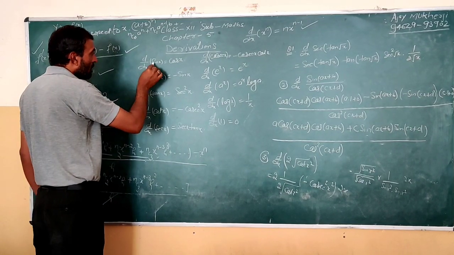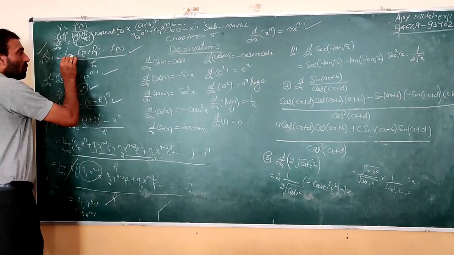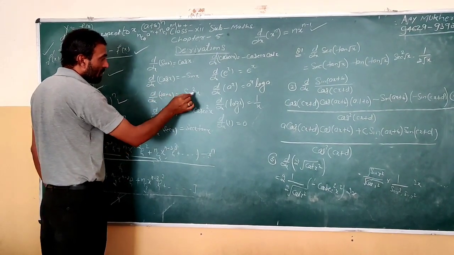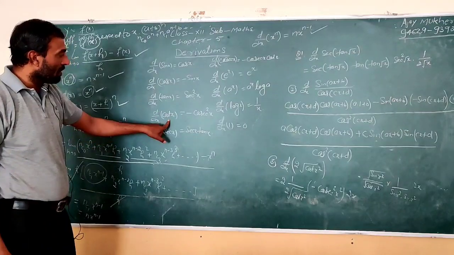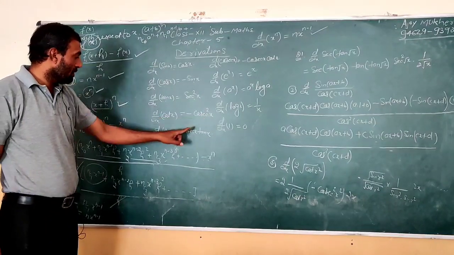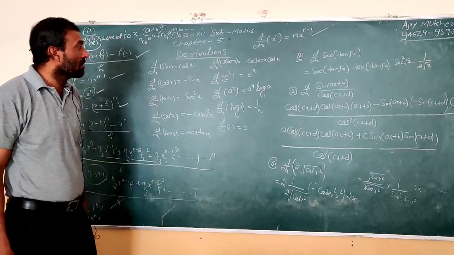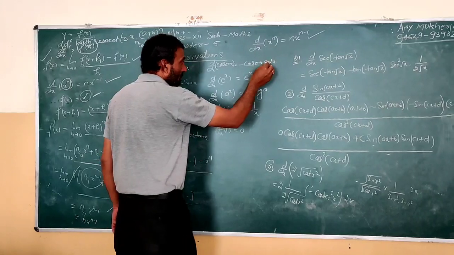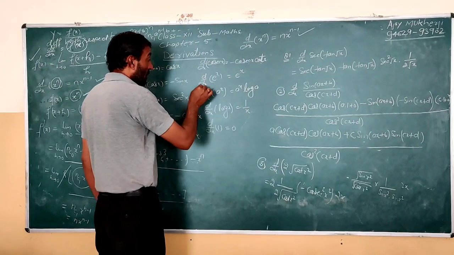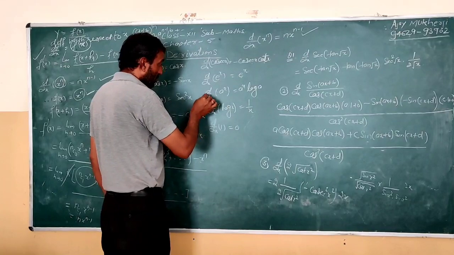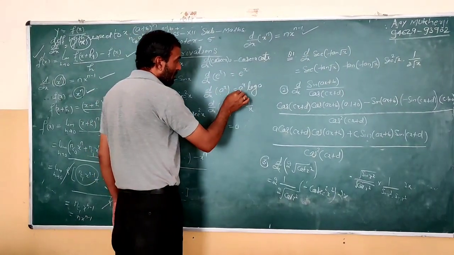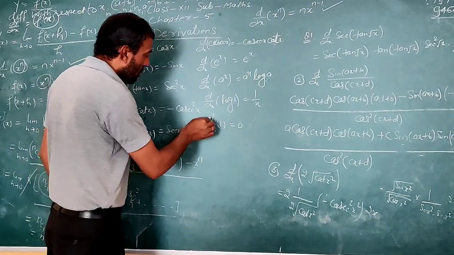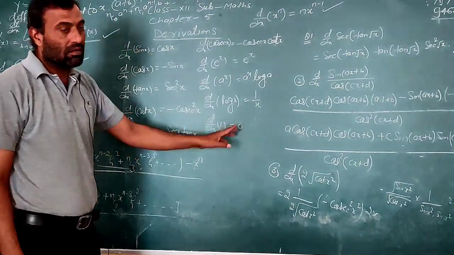So d upon dx sin x is equal to cos x, prove by this formula also. D upon dx cos x is equal to minus sin x, d upon dx tan x is equal to sec square x, d upon dx cot x is equal to minus cosec square x, d upon dx sec x is equal to sec x tan x. Same as d upon dx cosec x is equal to minus cosec x cot x. D upon dx e to the power x is equal to e to the power x, d upon dx a to the power x is equal to a to the power x log a, d upon dx log x is equal to 1 upon x, and d upon dx of a constant, derivative of a constant is always 0.